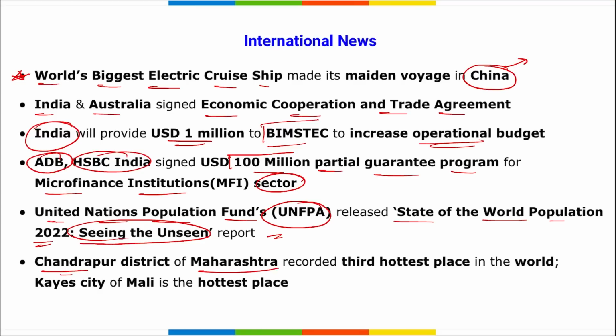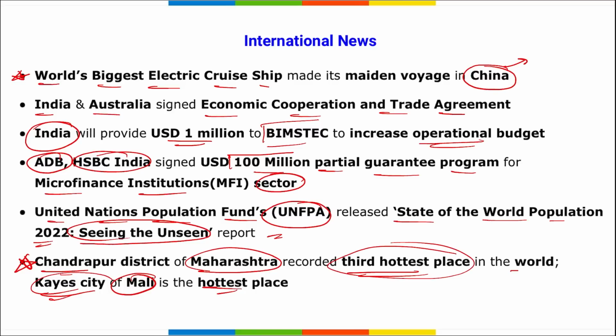Chandrapur district of Maharashtra recorded the third hottest place in the world. Kei city of Mali is the hottest place. As we know, a few months back there was a heat wave on earth. Even Pakistan and India were facing the highest heat waves in generations because of the solar rays emitted from the sun. So because of that, Chandrapur district of Maharashtra became the third hottest place in the world, and Kei city of Mali was the hottest place.